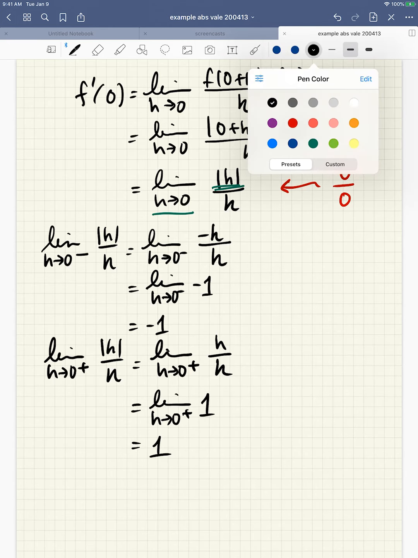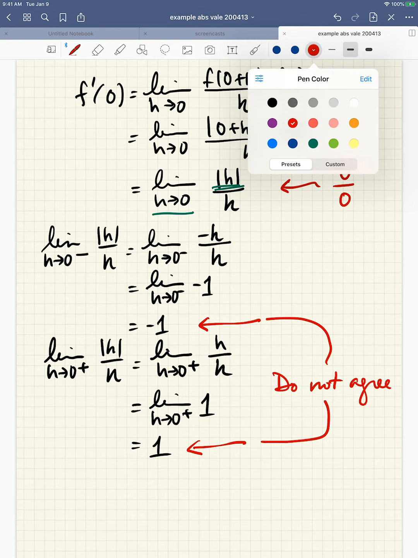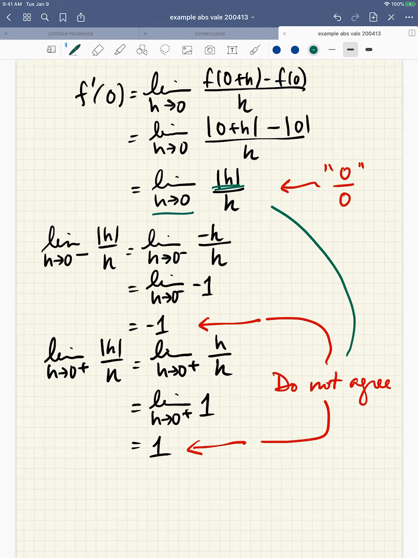So what do you notice? Well, these do not agree. The one-sided limits do not agree. Okay, so what does that mean? Well, that means that if the one-sided limits do not agree, then the whole limit does not exist.